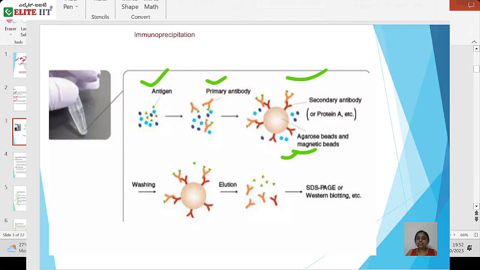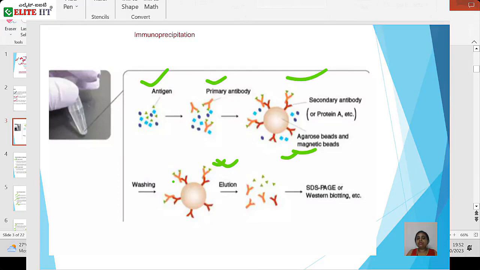Now, if you wash this mixture, what will happen? The unwanted antigen will be removed. So the dark blue and light blue colored antigen will be removed. And in the solution, what will be present? Only magnetic bead, secondary antibody, primary antibody and your antigen of interest. Now you just elute. Elute means in this case you have to separate, na? Because what is the purpose? What are we trying to do here?